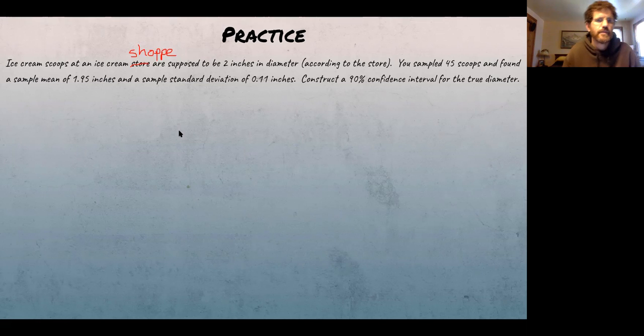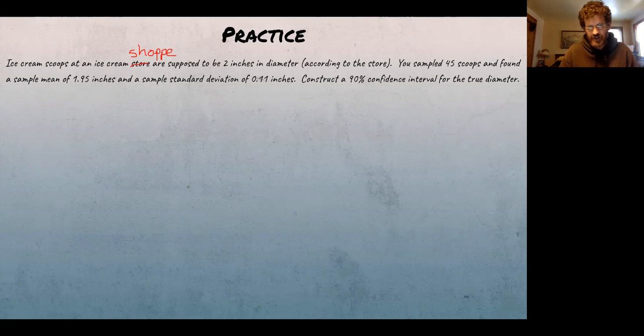All right. So ice cream scoops at this ice cream shop are supposed to be 2 inches in diameter, according to the store. You sampled 45 scoops and found a sample mean of 1.95 inches and a sample standard deviation of 0.11 inches. Construct a 90% confidence interval for the true diameter.